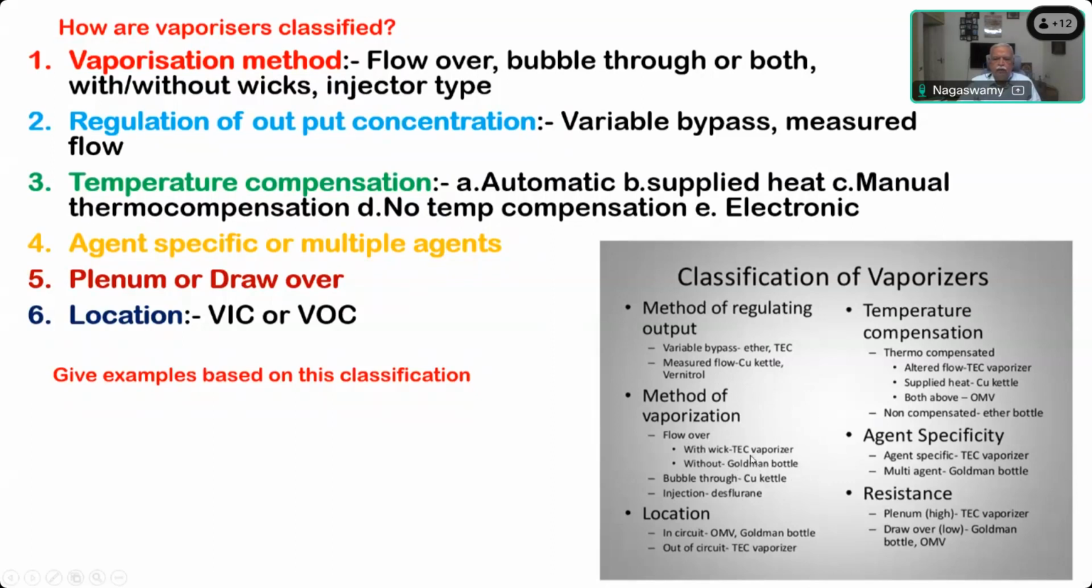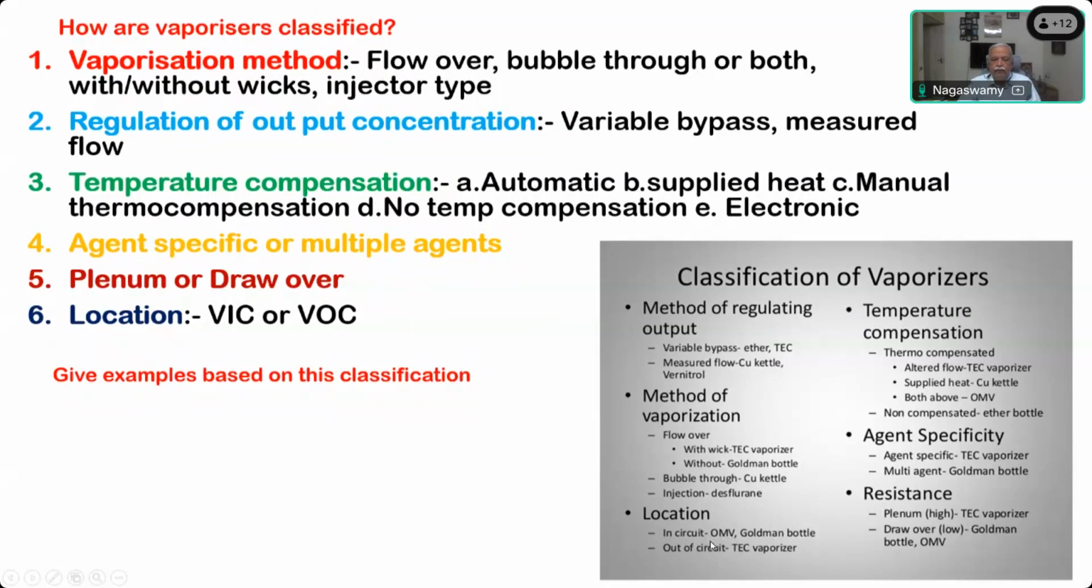Without wick is the Goldman vaporizer, which I showed you in the last class. You remember? I think Hinmay was not there; she is not able to recall what a Goldman is. And bubble through, you can have it with the ether bottle. Actually, it should be the ether bottle. And the injection is desflurane. Location inside the circuit, you are using only these two.